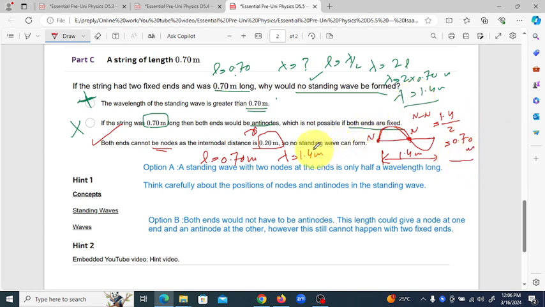So it can't be the distance 0.20 meter. That's why no stationary standing wave can be formed, because our internodal distance in the previous part was 0.20. If the length is 0.70, our internodal distance should be 0.70, which is not possible. So no stationary standing wave can be produced in this way, and option C is the correct one. Okay, thank you.